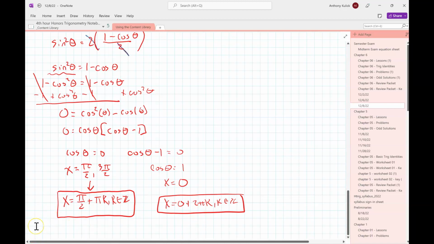Anyways, that's it for 6-4. Again, a continuation of just the ideas we had in Chapter 5. We've just added more identities that we can use to do them.